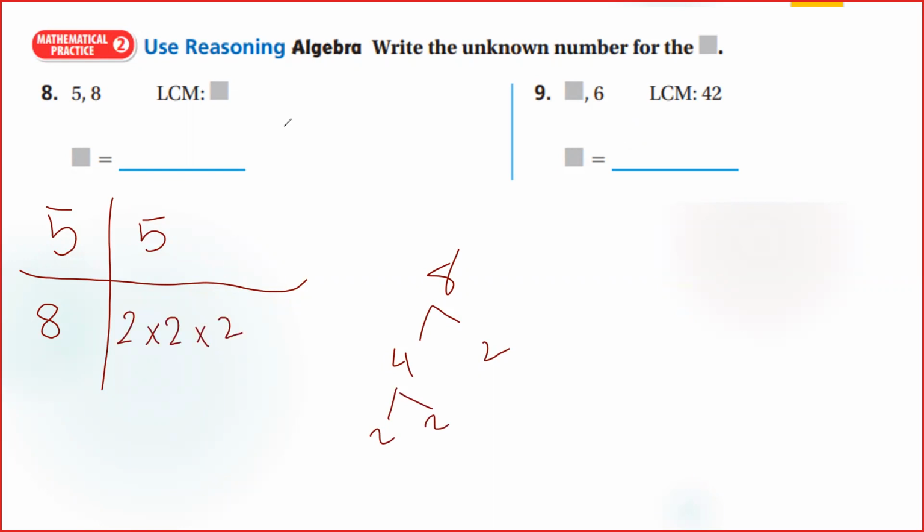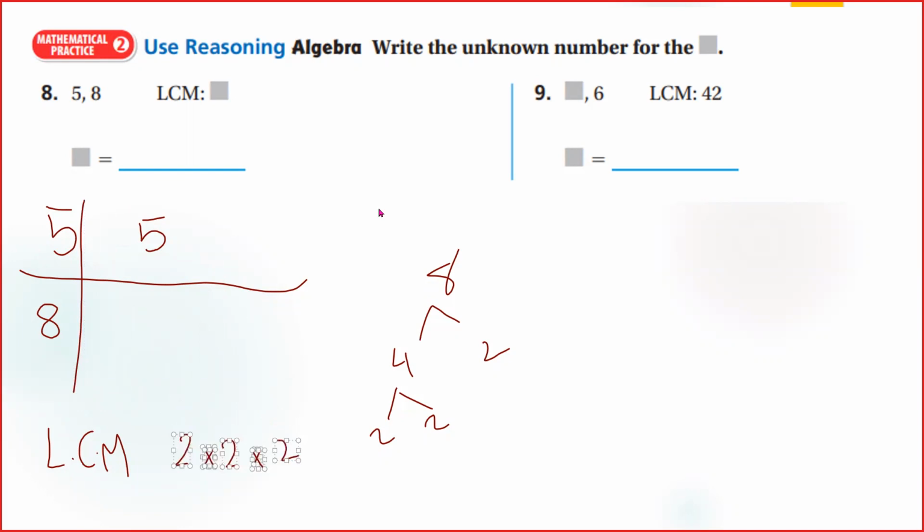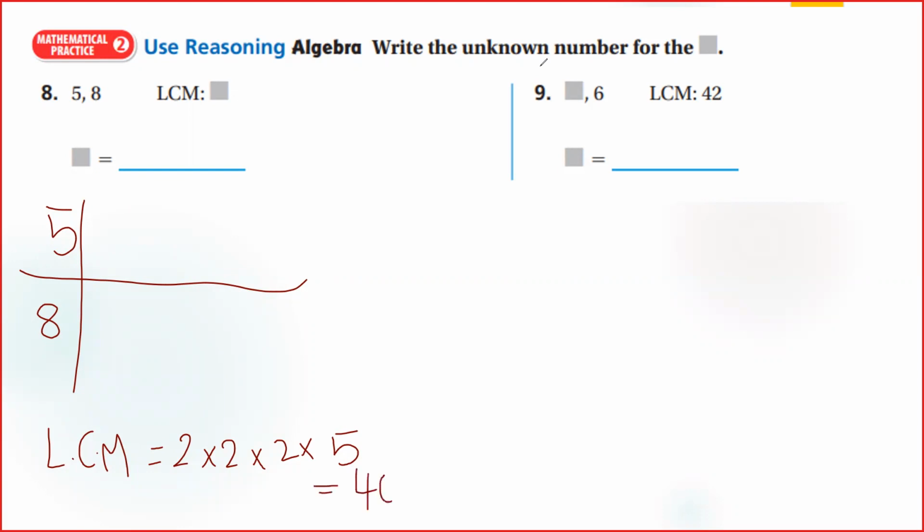Now, do we have any common factors? No. So what will the least common multiple be? It will be the prime factors of 8 times the prime factors of 5. I'm going to multiply all of the prime factors. So it will be 2 times 2, 4, times 2, 8, times 5, 40. So the least common multiple of 5 and 8 here is 40.